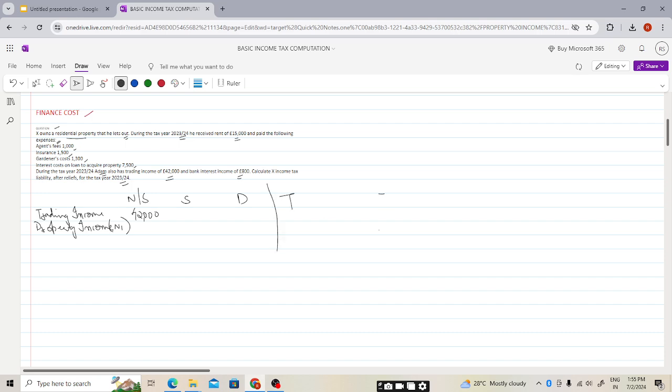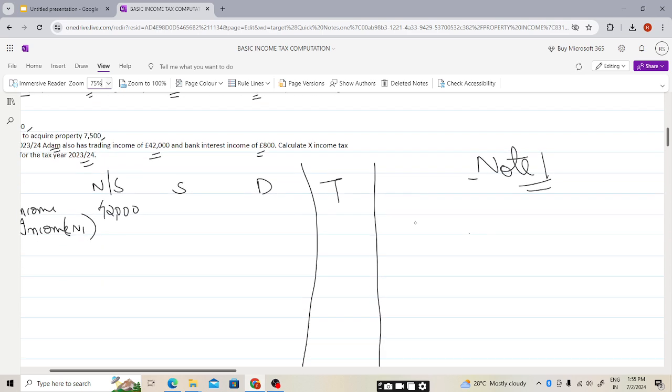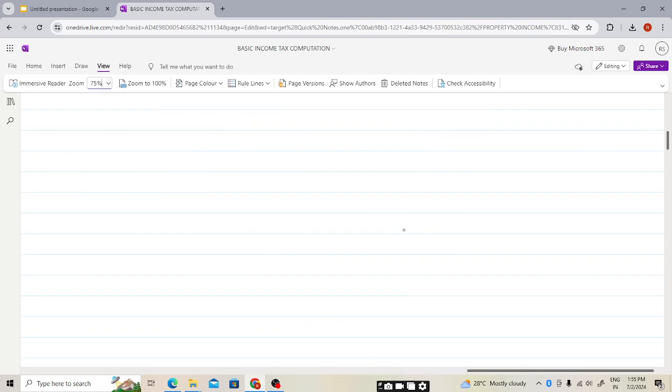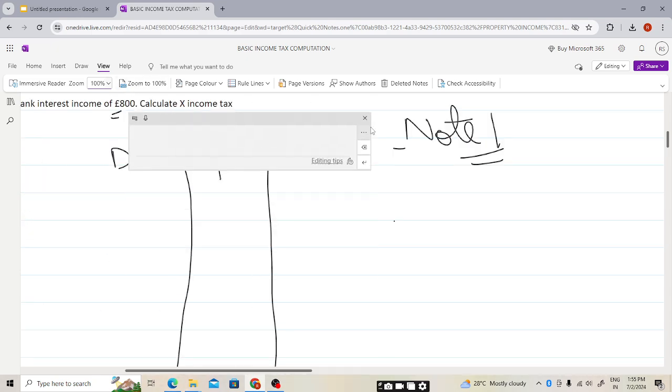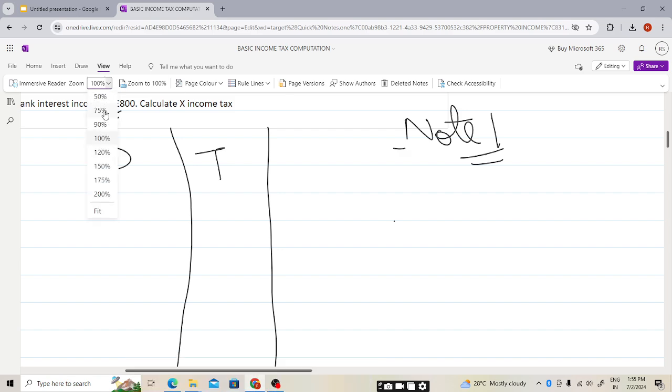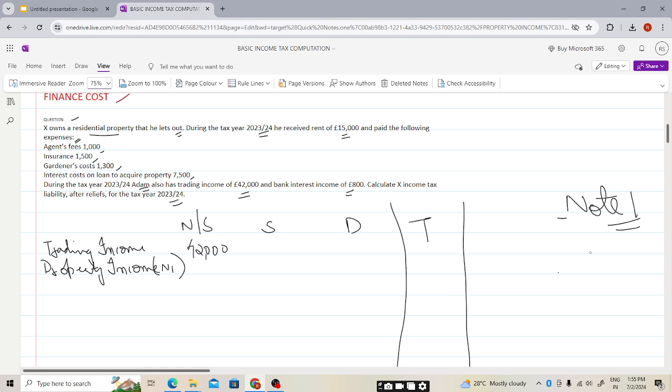Here we'll be having our total column. I forgot. So now note number 1. What does note number 1 say? Note number 1 says we will be calculating the property income for Adam.